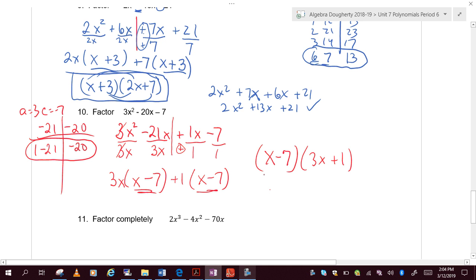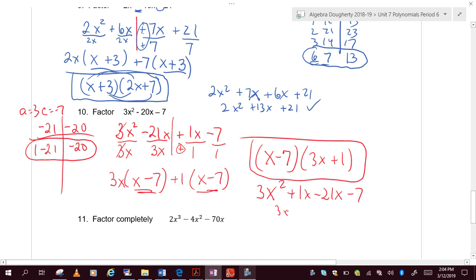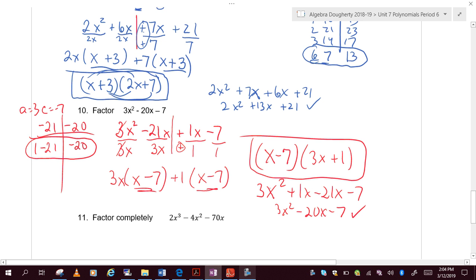If I choose to check this, which I will, let's see: 3x squared plus 1x minus 21x minus 7, 3x squared minus 20x minus 7. Yeehaw.